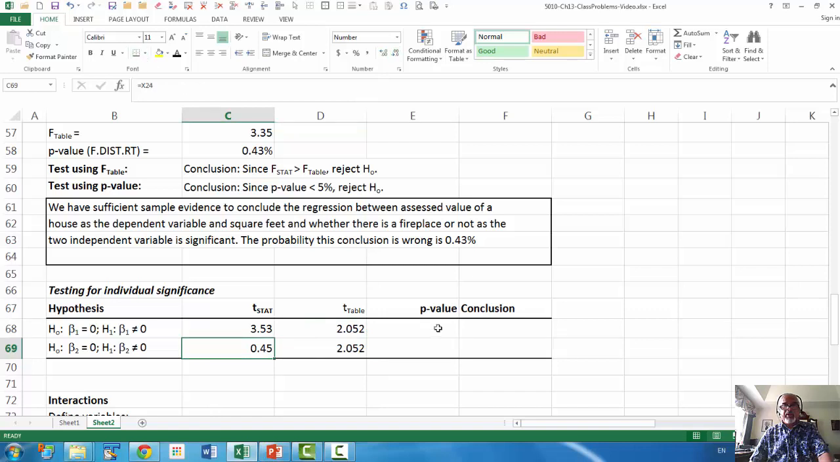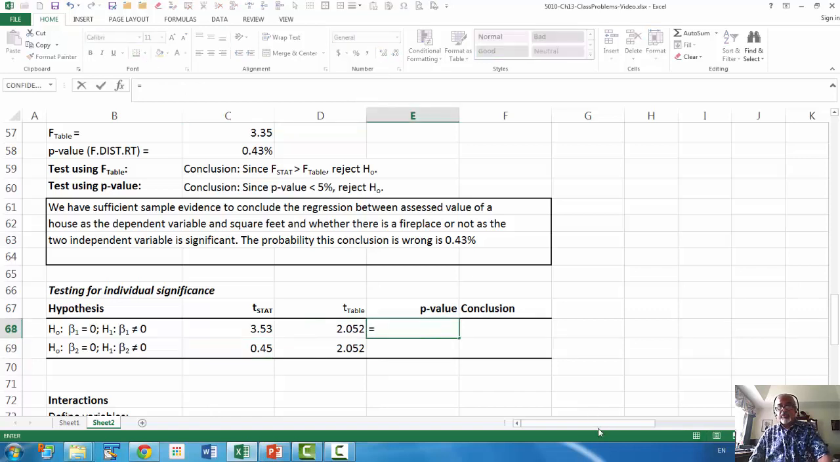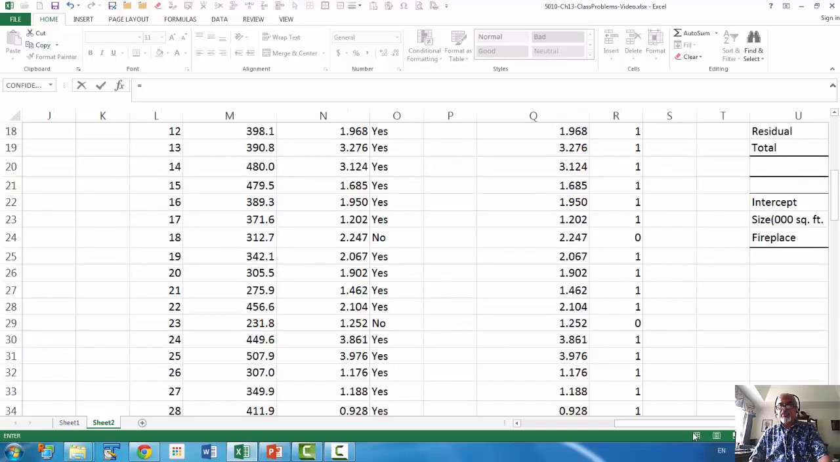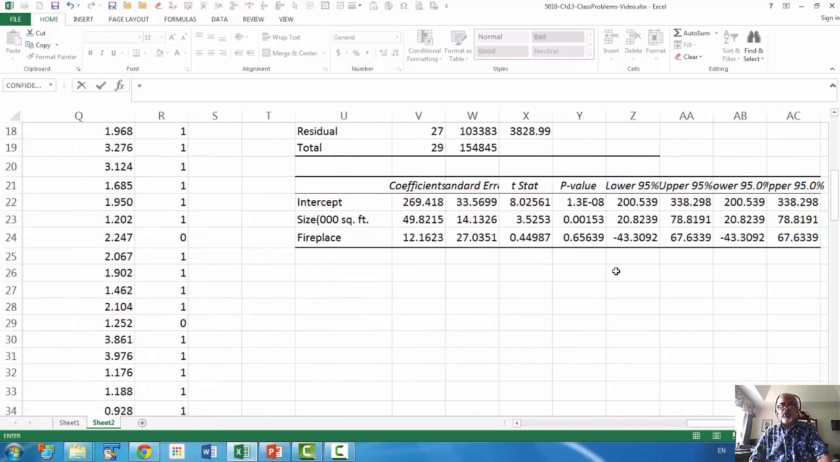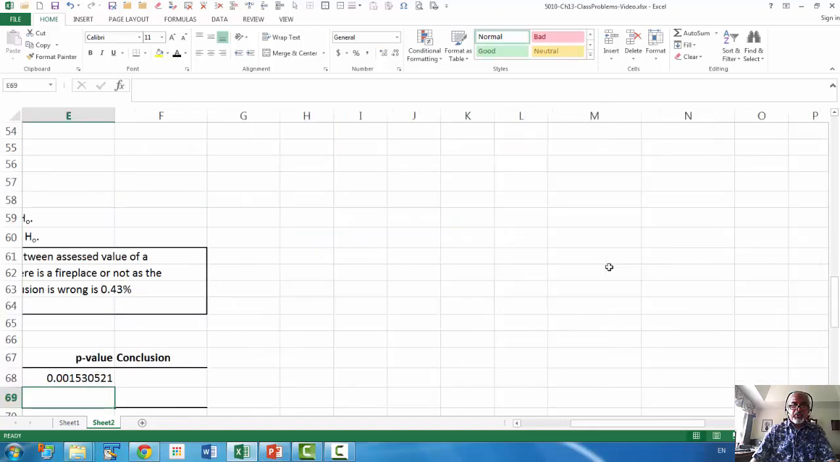I'll put the border back. The p-value, we can get the p-value from the output, which is what I'm going to do, which is quicker. So we'll make that into a percentage.